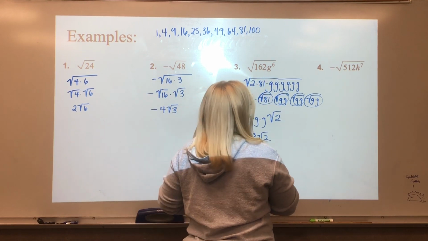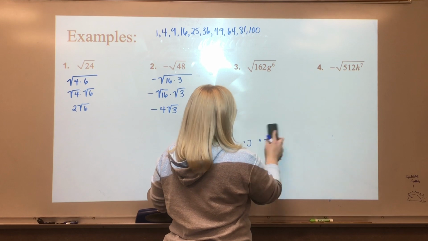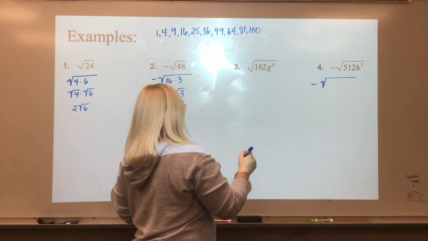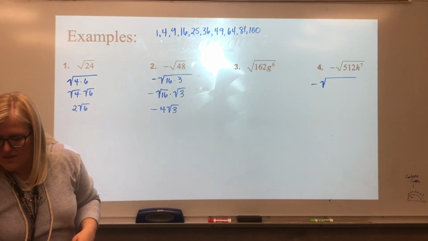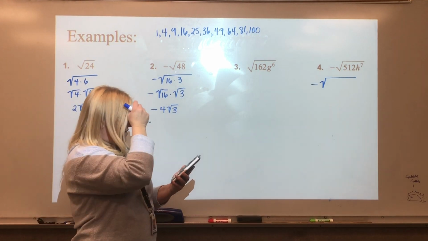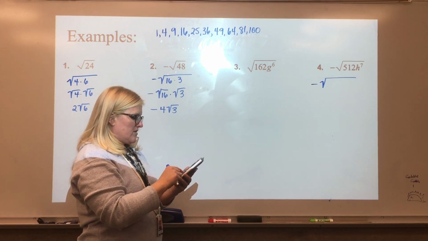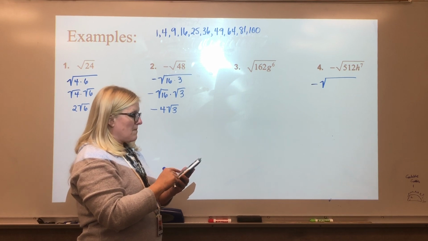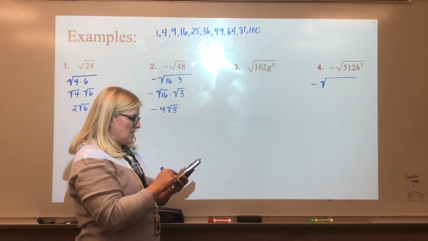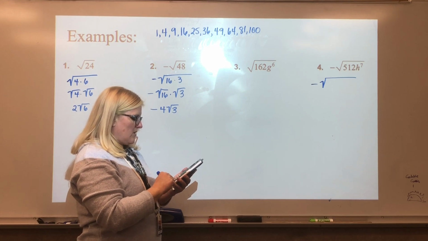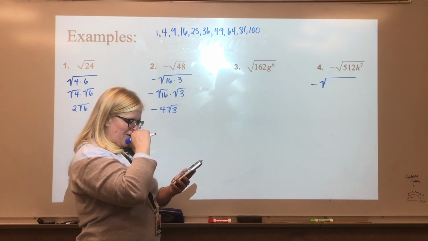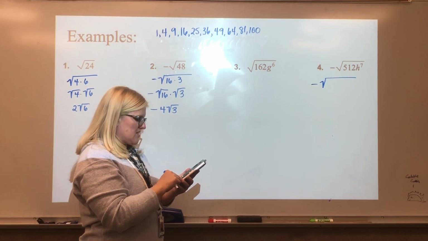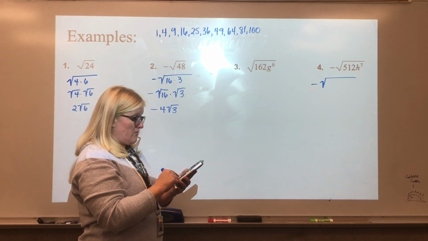Over here, I have negative 512 h to the 7th. And what goes into 512? Let's see. 512 divided by 2 is 256. 16 goes into that. So 512 divided by 16 is 32.